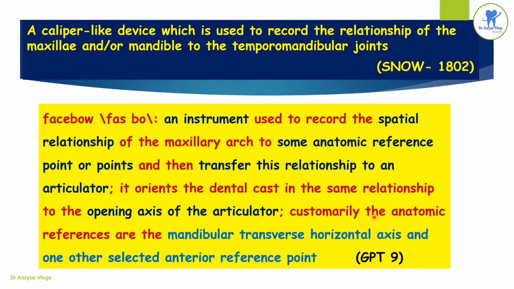Customarily, the anatomic references are the mandibular transverse horizontal axis and one other selected anterior reference point. So this is the very important definition of the face bow according to GPT-9. If anyone asks you to define the face bow, then you must thoroughly define the term as in GPT-9.